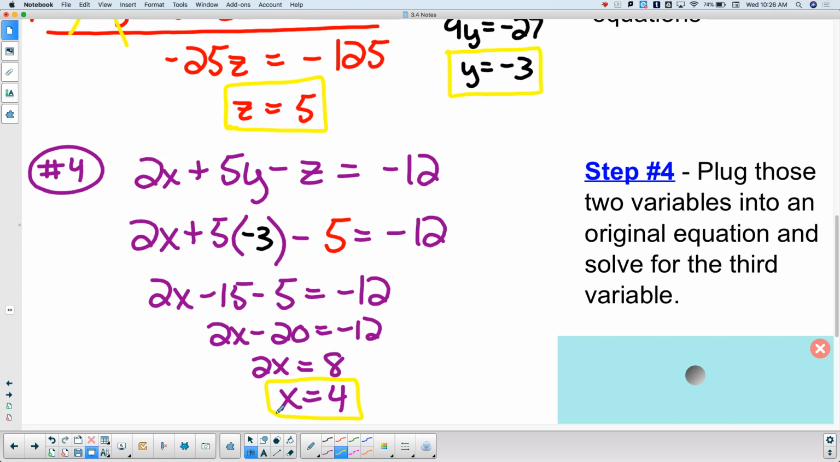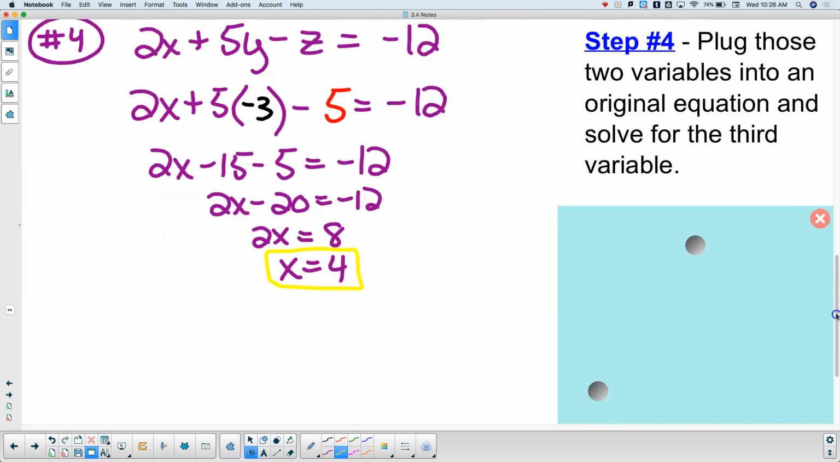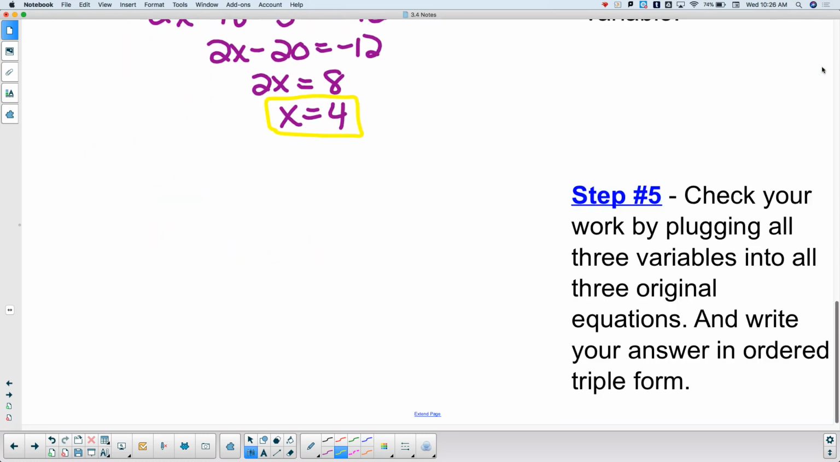Yeah? So now we got all three of them. Now what should we do? Now we should check it. Yep, now we should check it. And then, at the end, we're going to write it as an ordered triple.